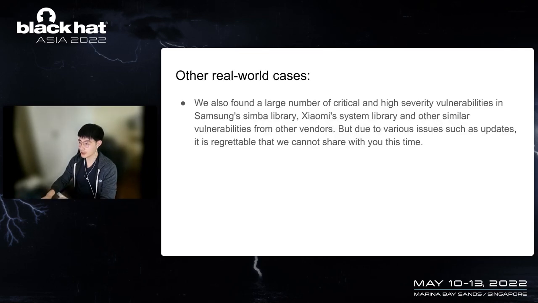So here's the part for the dynamic fuzzing. For other real world cases, we also found a large number of critical and high severity bugs in the Samsung Simba library and Xiaomi's library and other vulnerabilities. But due to the disclosure process, we will not discuss them more here.